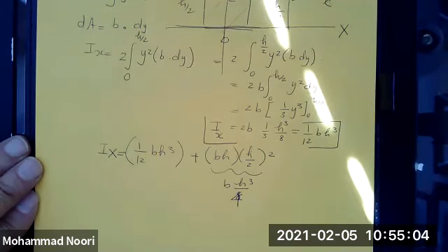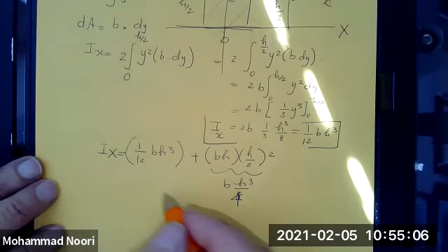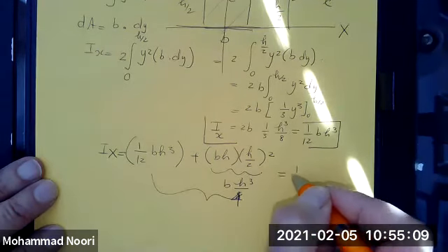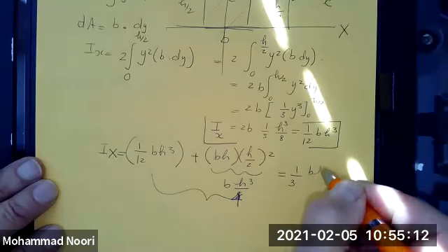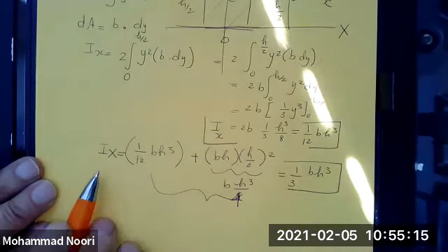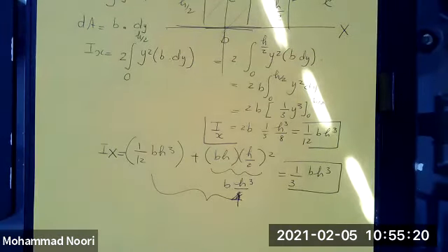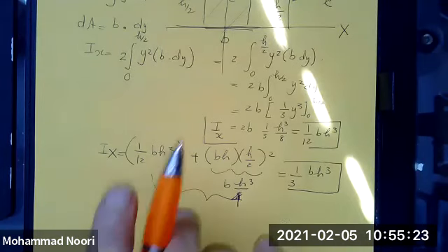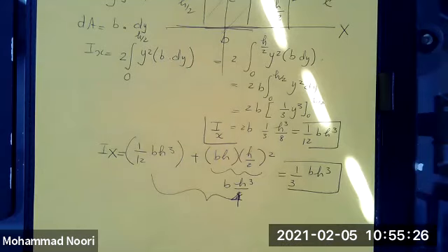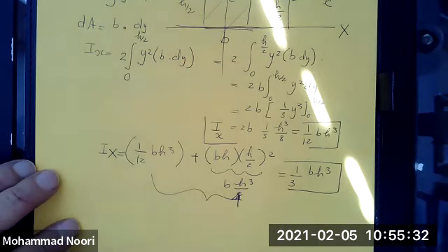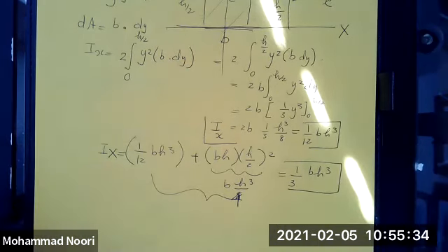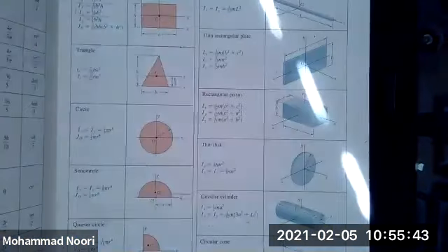If you do that, you see that if you add these up, you get 1/3 of bh cubed. So you could quickly find the moment of inertia about another axis that is parallel to it. Now, this is a very powerful tool that we will employ when it comes to finding the moment of inertia of composite shapes. But before I go there, let me refer you to a table similar to the table for the centroid in the back of your book.